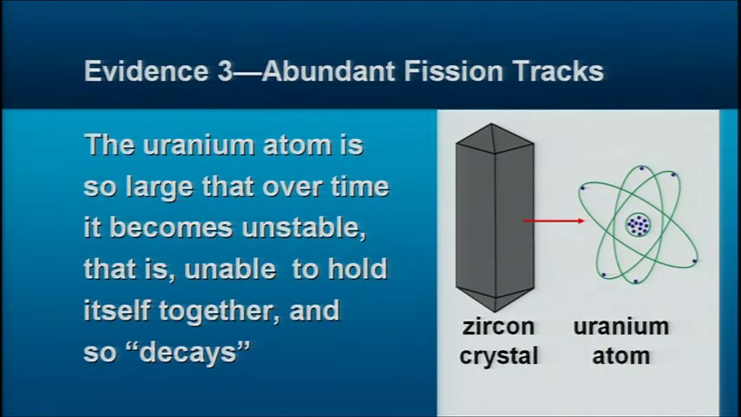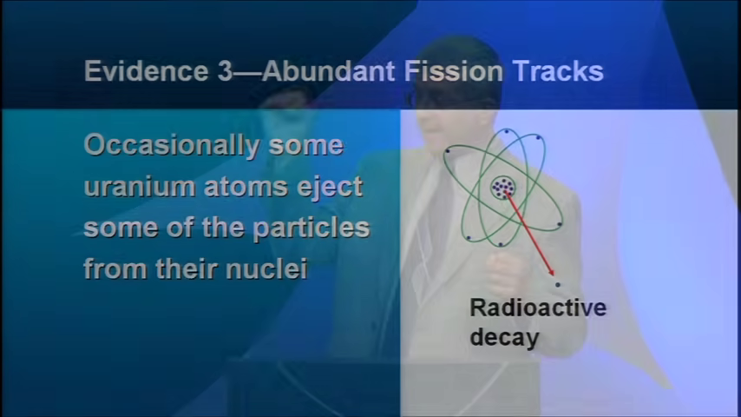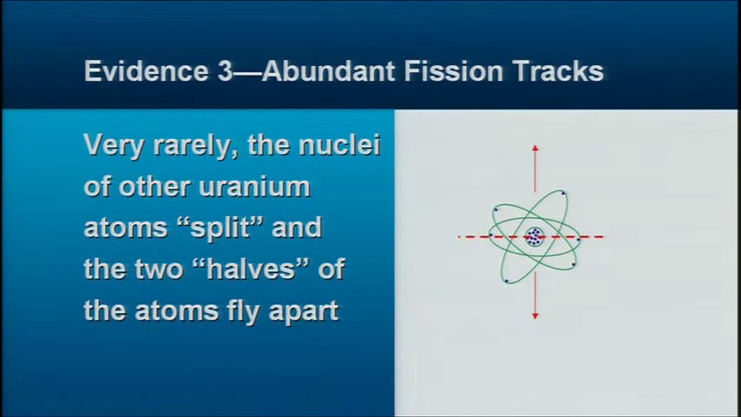Now, a uranium atom is unstable and it decays by radioactive decay. What it does is it ejects just a couple of little particles and the nucleus just gets a little bit smaller. But on other occasions, we have what is known as fission. That is, instead of a little bit of the nucleus coming off, the nucleus splits in half. This is the basis of the atomic bomb. It's called nuclear fission. The atom itself splits in half.